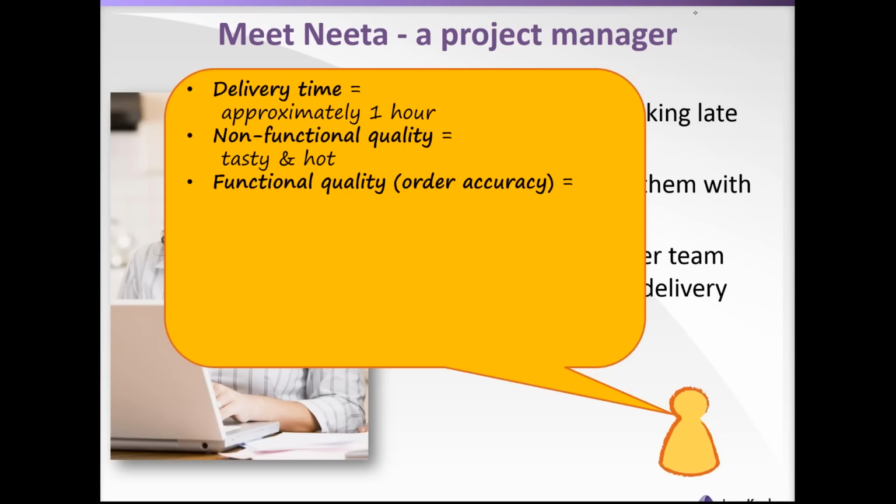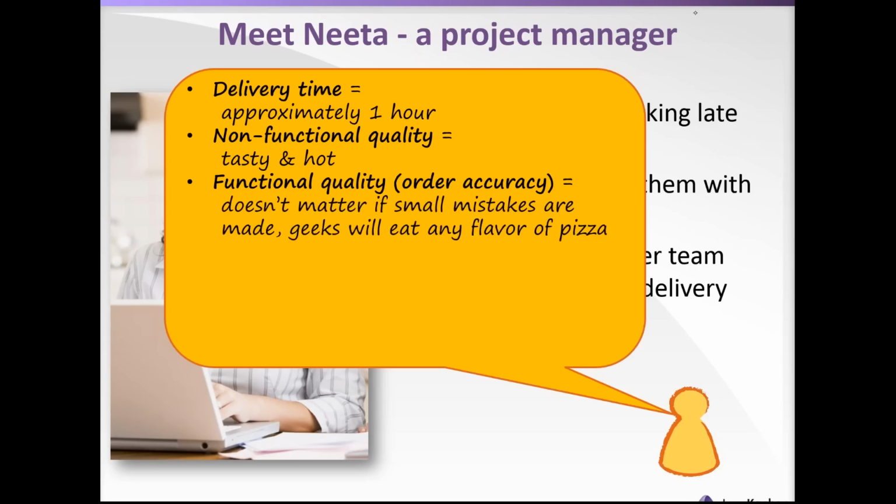Functional quality, the order accuracy, well, maybe she's ordering 10 pizzas for the whole department. We're willing to tolerate some small mistakes because the geeks on the team will largely eat any flavor of pizza. But if the restaurant messed up and didn't deliver any vegetarian pizzas, that might be unacceptable for some people on the team with special dietary requirements.